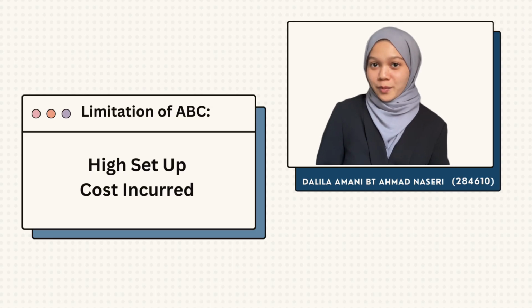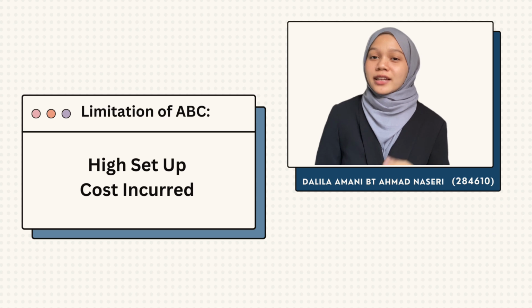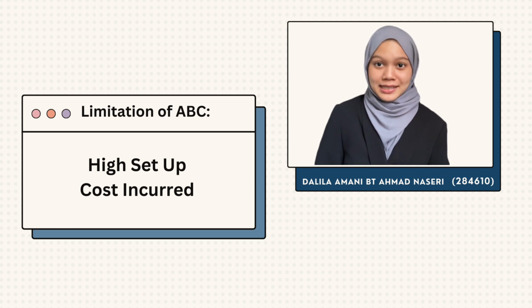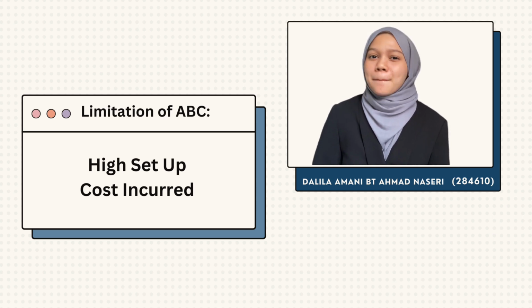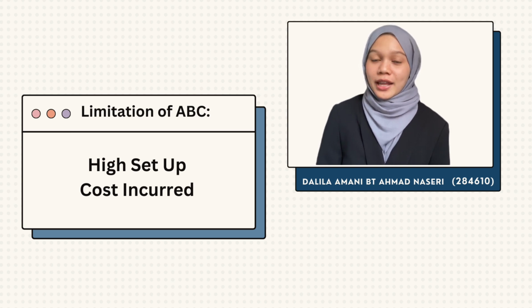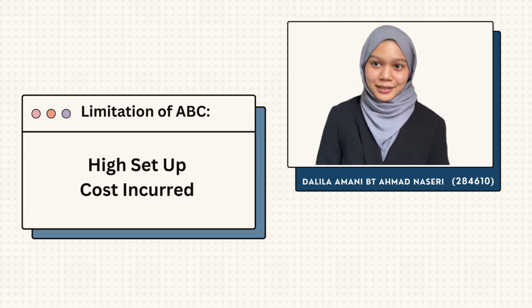In the classroom, activity-based costing looks like a great way to manage a company's limited resources, but many managers who have tried implementing ABC in their organization on any significant scale have abandoned the attempt in the face of rising costs and employee irritation. Thus, we are going to start with the first limitation in implementing activity-based costing, which would be the high setup cost incurred.